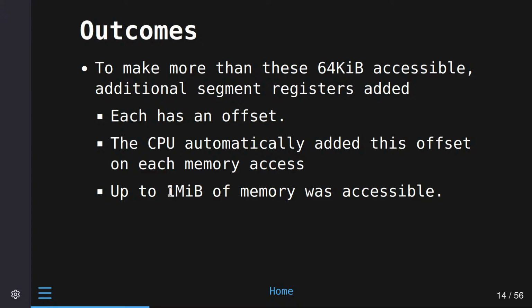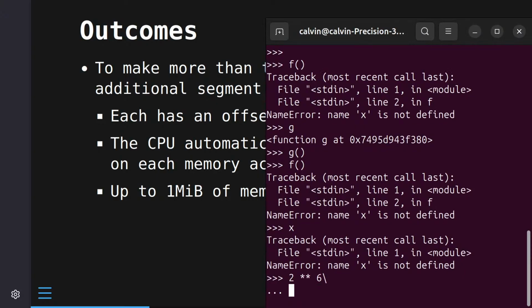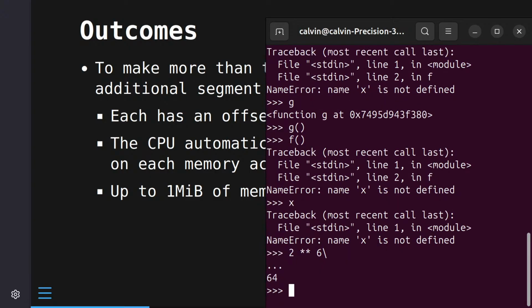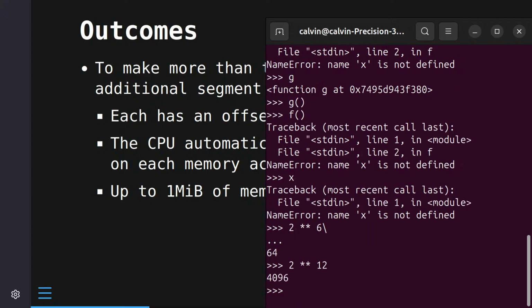With all these techniques put together, you're able to look at 1 megabyte of memory. Those of you following along at home, what is 64 squared? 64 is 2 to the 6th. Does anyone like 6th? Okay. So that's 2 to the 6th. And what's 2 to the 12th? So 2 to the 12th is 4096.